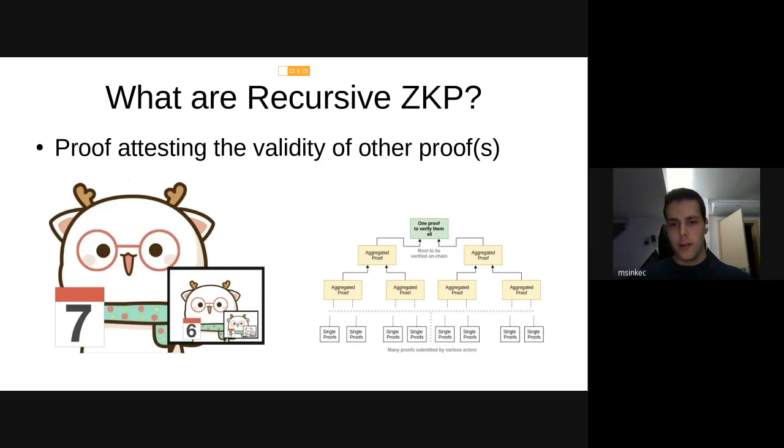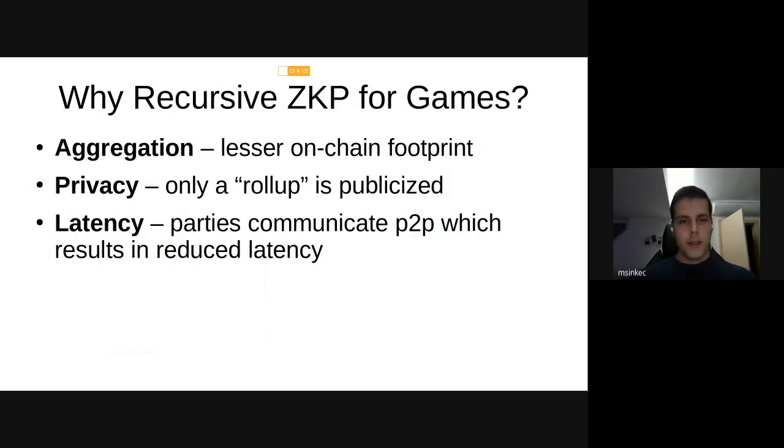And what you can also do is verify many proofs in a single proof, and that allows for parallelization of producing these proofs, like shown in this aggregation proof on the right side. So why would anybody use recursive zero-knowledge proofs for games? I wrote down 3 properties that recursive ZkApps provide us.